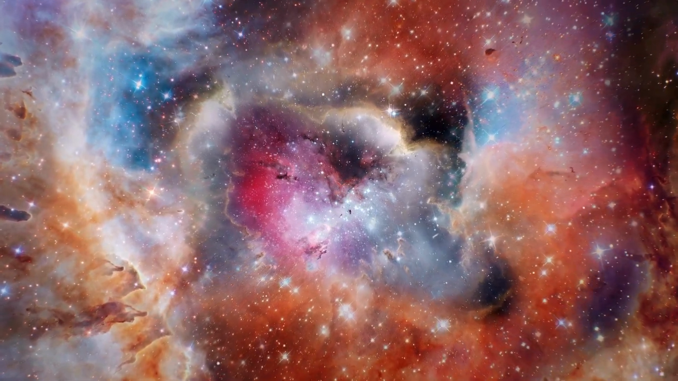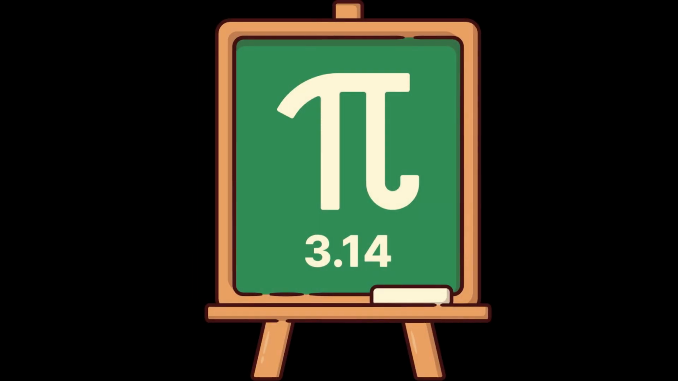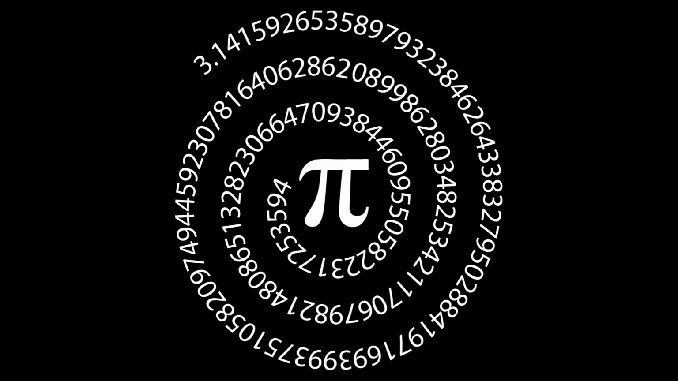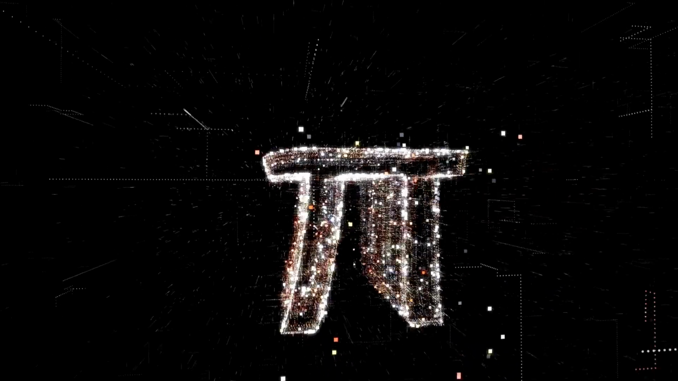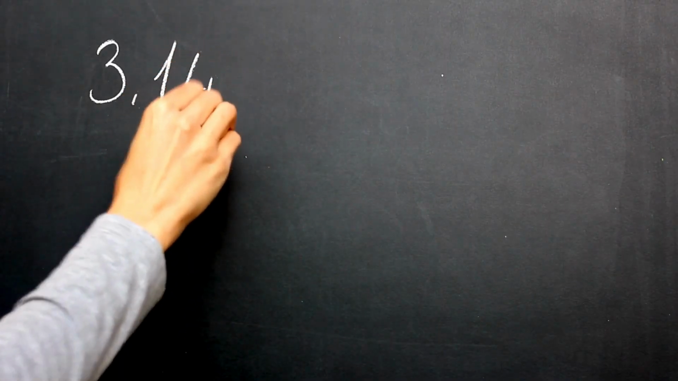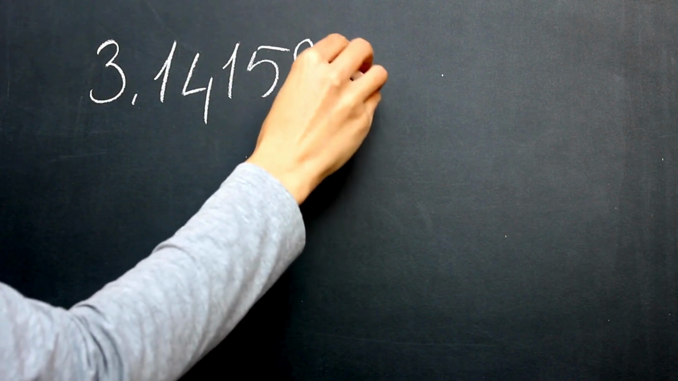Here's another intriguing fact about the number pi. Most of us know pi as 3.14. But did you know that the number pi is an irrational number, meaning it cannot be expressed as a simple fraction and it has an infinite number of decimals without any pattern? In fact, in 2006, a Japanese mathematician and a computer scientist set a world record by calculating pi to over 1 million decimal places.